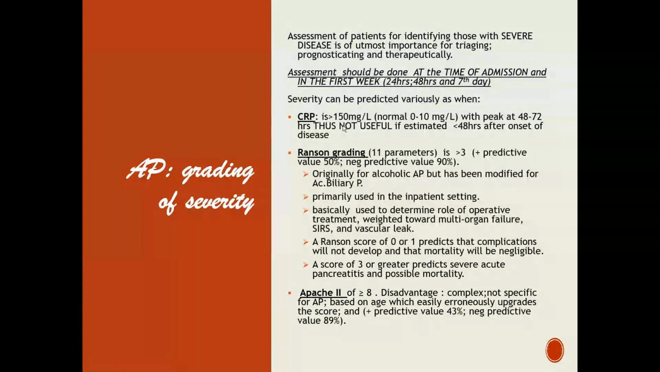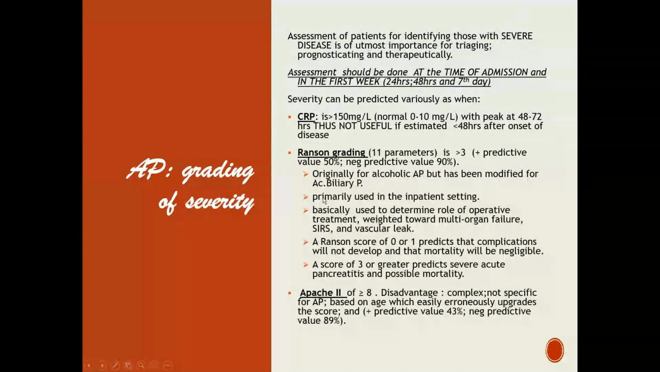So before 48 hours, it becomes useless. If I have an attack today and you get my CRP done today within 12 hours, my CRP would be normal or just within normal range. Useless. So it becomes useful only 48 hours after the onset of the disease.